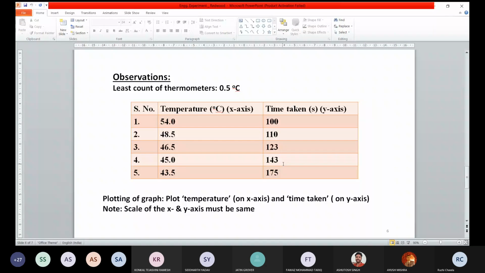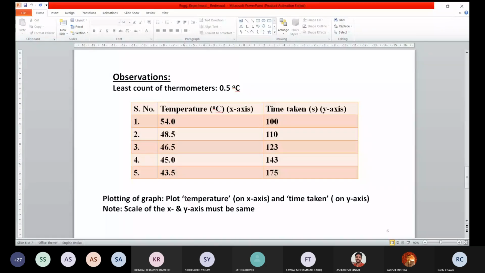So at a temperature of 54, say 100 is the time taken. The trend you can see from the observations itself, and that is obvious as well. As the temperature is decreasing, what is happening to the time taken? It's increasing.